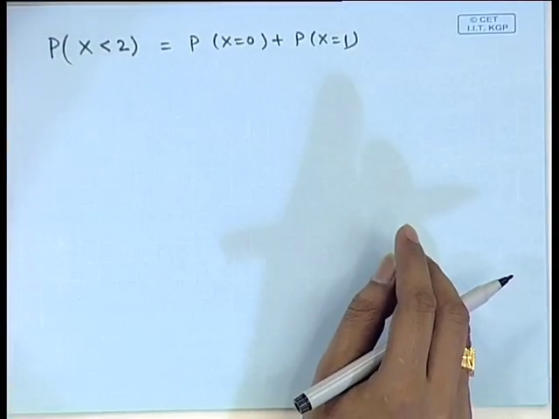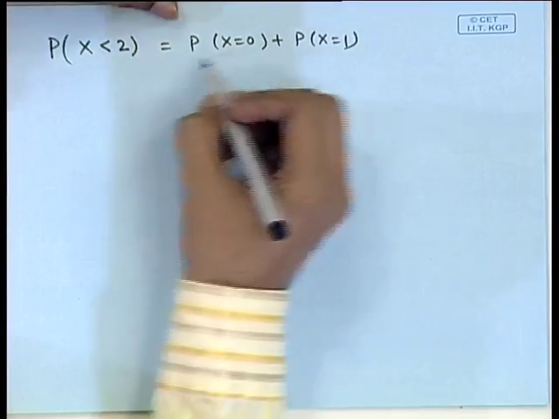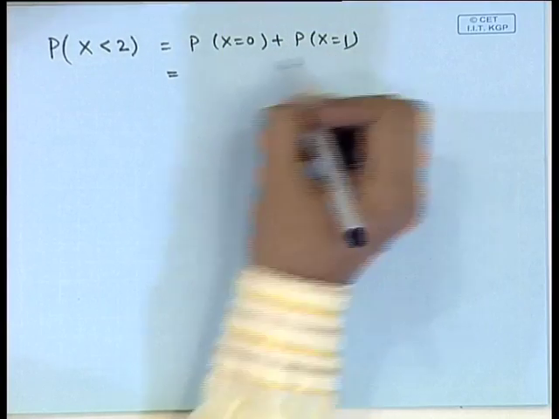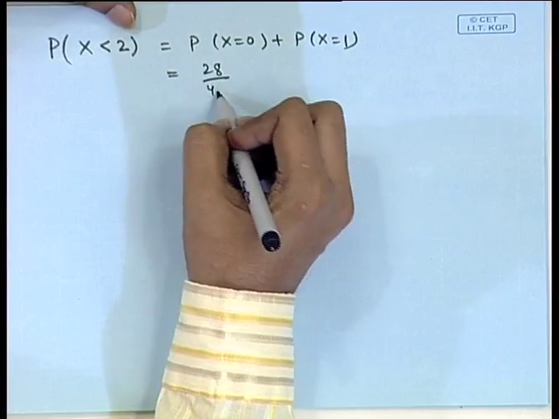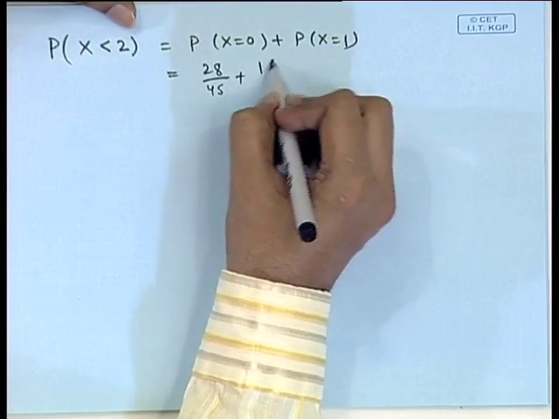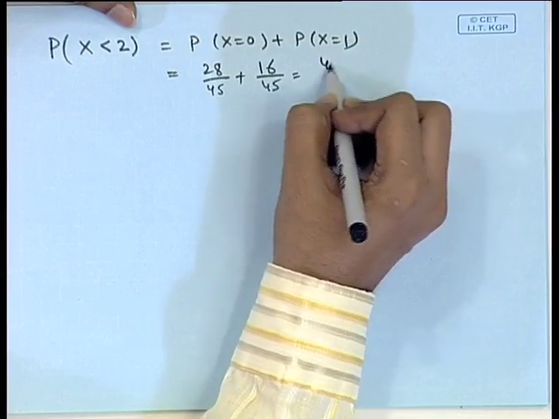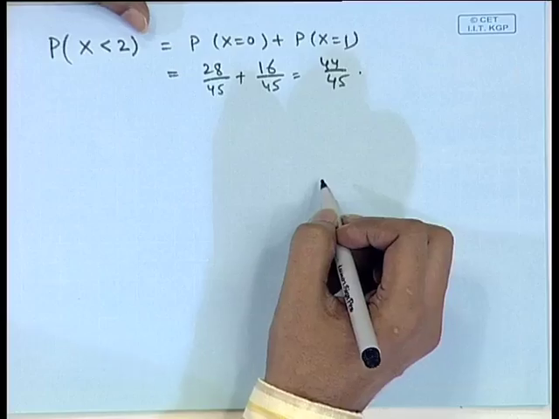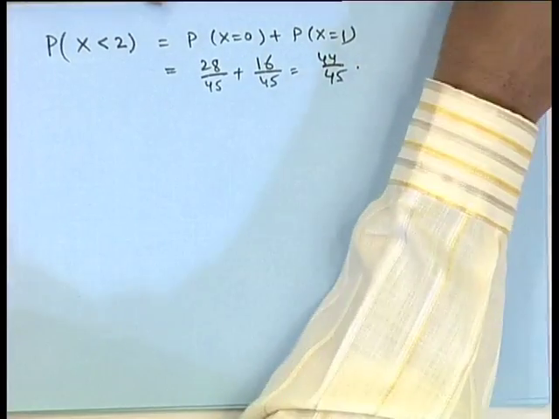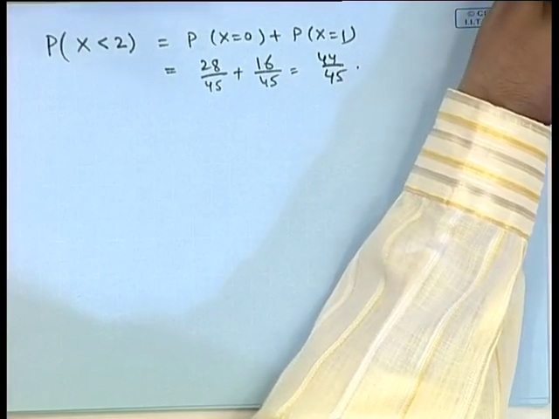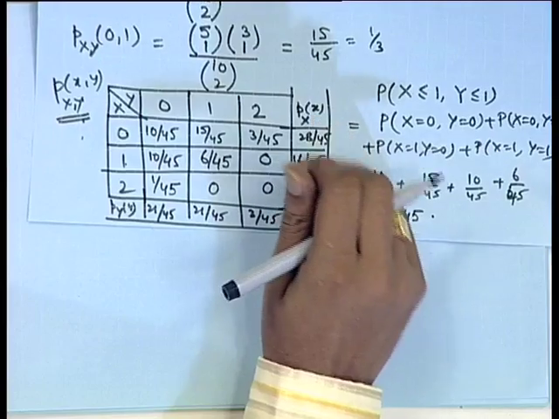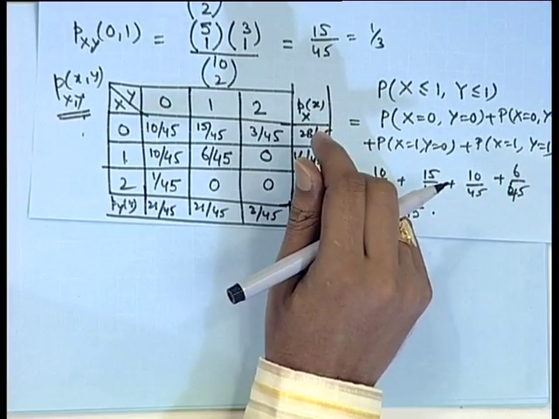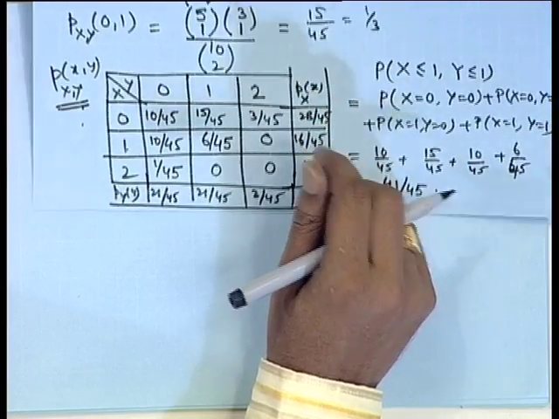So, now probability x equal to 0 and probability x equal to 1 can be easily obtained as 28 by 45 plus 16 by 45, that is equal to 44 by 45. This process of adding row wise or column wise gives rise to the individual distributions of x and y. They are known as marginal distributions.